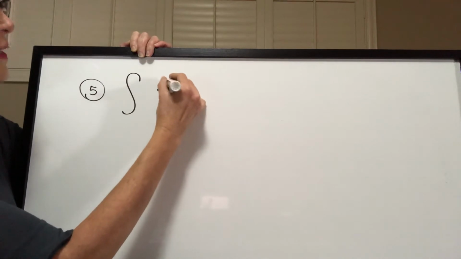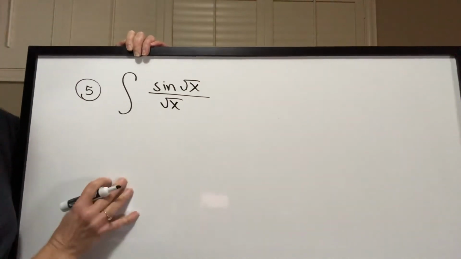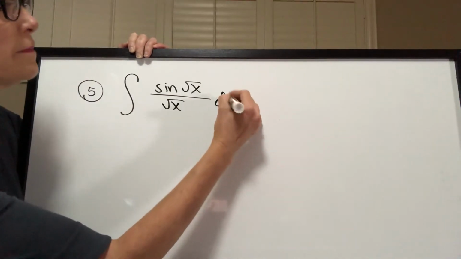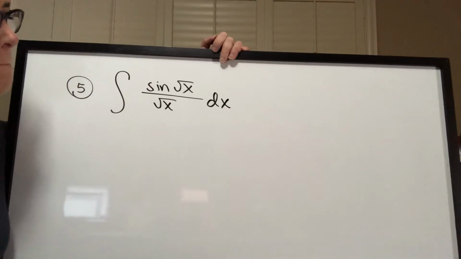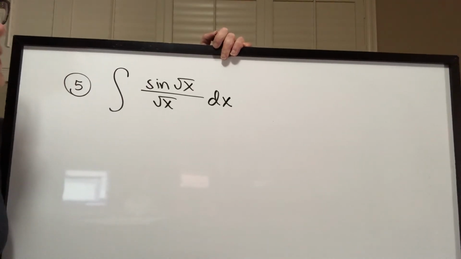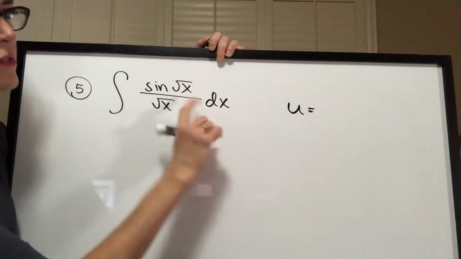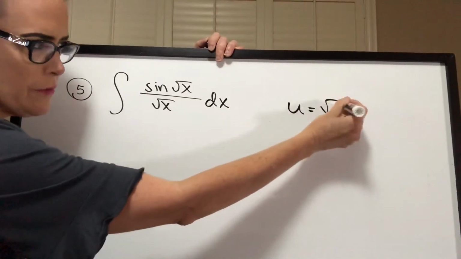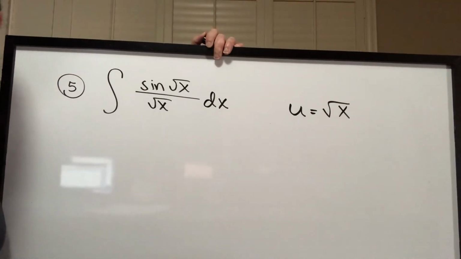All right, so one more. So we've got the integral of sine square root of x over square root of x dx. So when I choose something for u, I'm going to use just the square root of x. We'll deal with the rest of it in a little bit. So just say u is the square root of x.